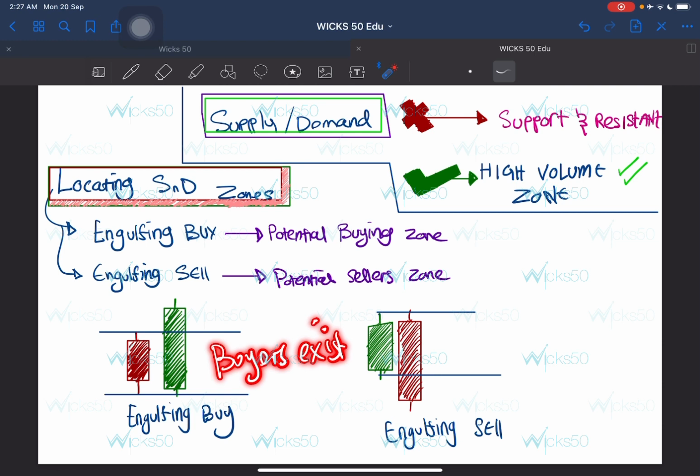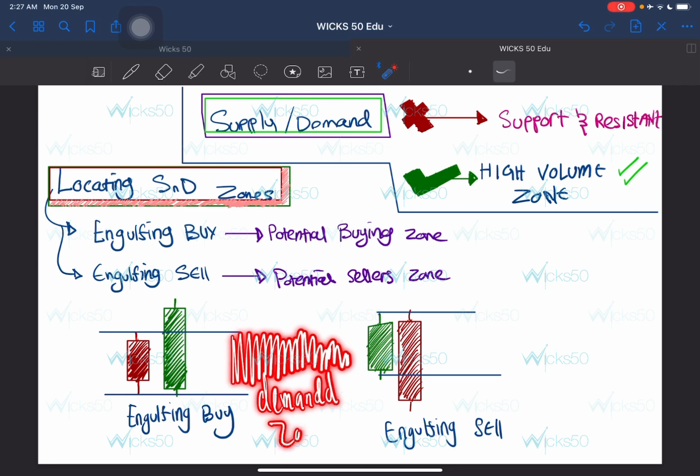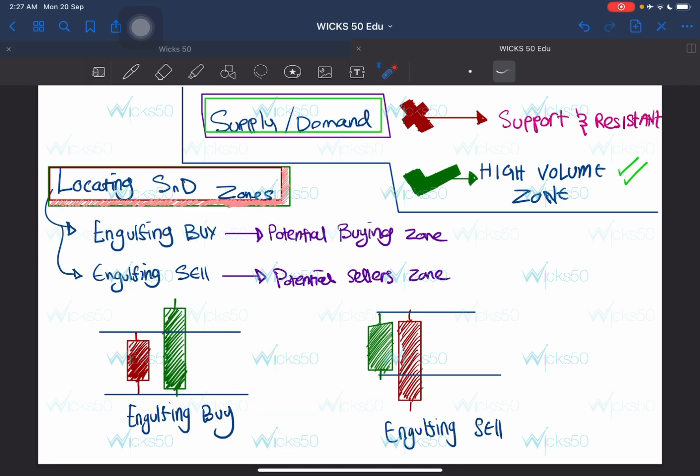I'm not saying you can buy, but potentially there will be buyers in this zone. So this zone can become a demand zone. Another thing for engulfing sell, on the other hand, engulfing sell, as the name indicates, is a potential zone for sellers to exist.